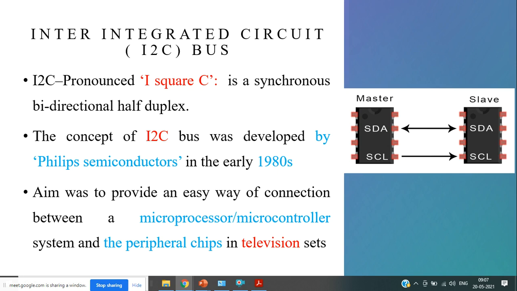Now, today we'll try to see the working of the I2C protocol.